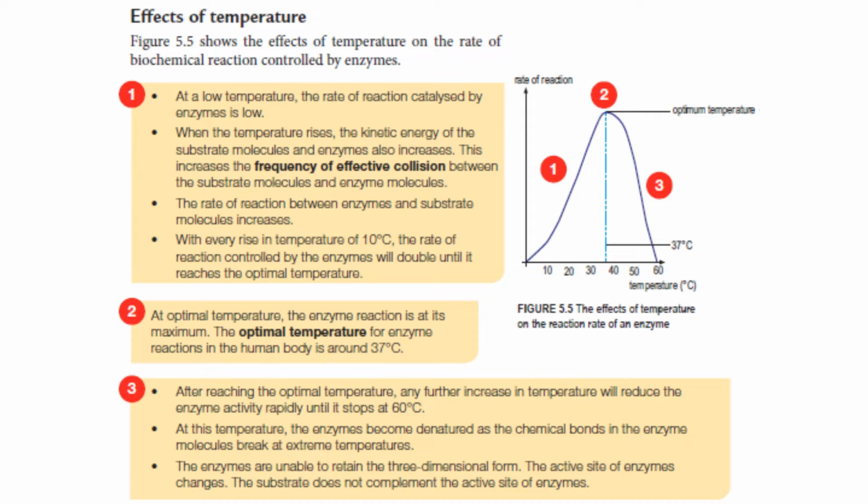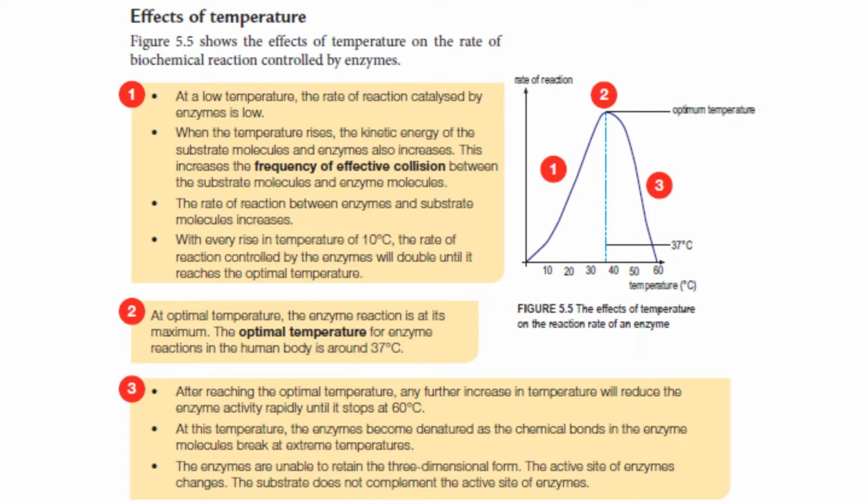Second phase, for number 2 there, that is the optimal temperature, where the enzyme reaction is at maximum rate. So basically, the enzyme reaction works best at the optimal temperature of around 37 degrees Celsius, which is our human body temperature. And then the third one is the third phase. You can refer to the graph.